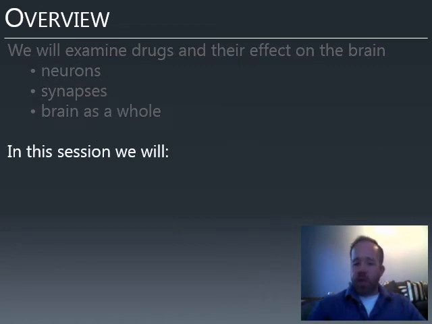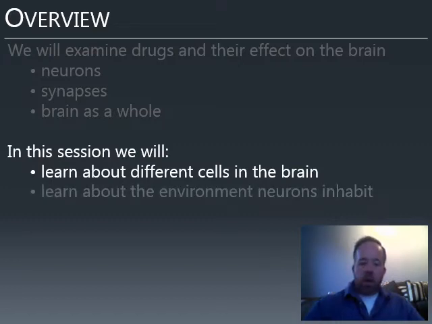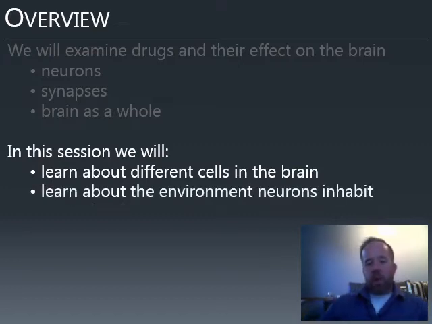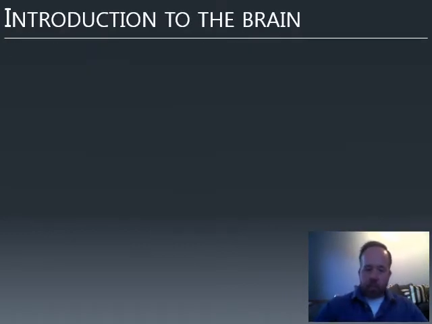So in this session in particular, we're going to talk about different cells in the brain. There are multiple types. And we're going to learn about the environment that neurons inhabit. So what is it like to be a neuron, so to speak? How does a neuron work? So specifically, how do neurons transmit information? And the environment they inhabit is a big player in that. And we'll understand what that means here in a minute.